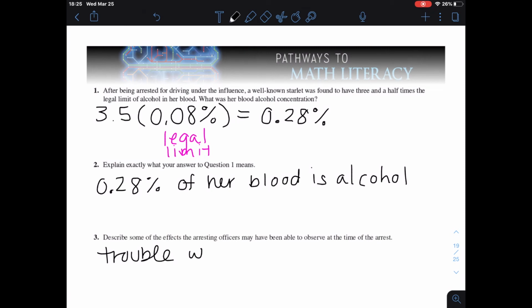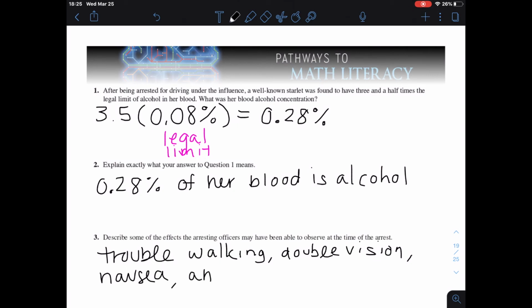So she had trouble walking, some double vision going on, so seeing a couple of the officers simultaneously. She was nauseous, and she was probably throwing up. Okay. So not a very pretty sight at all.